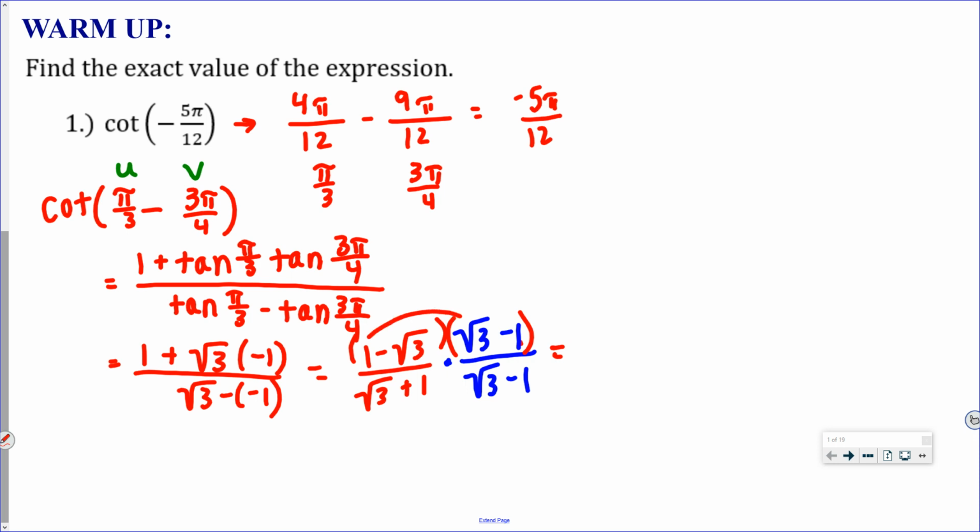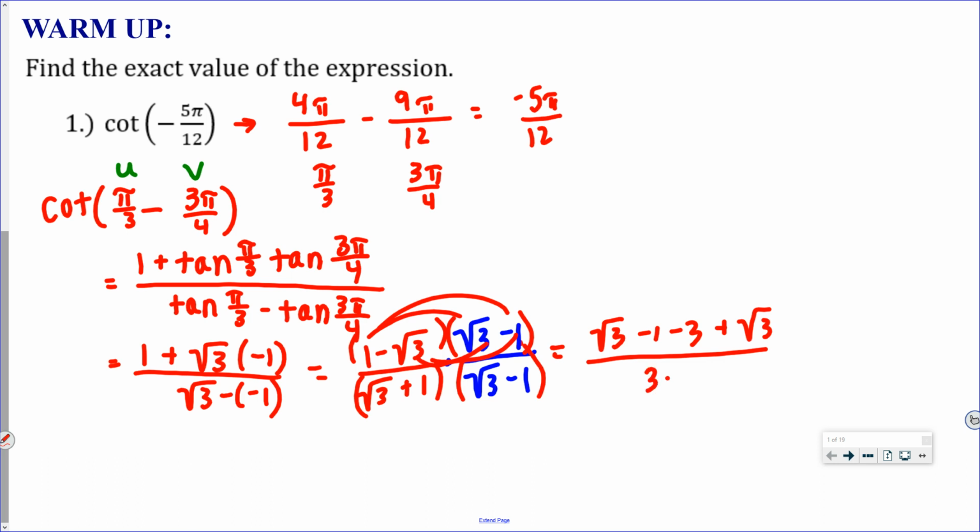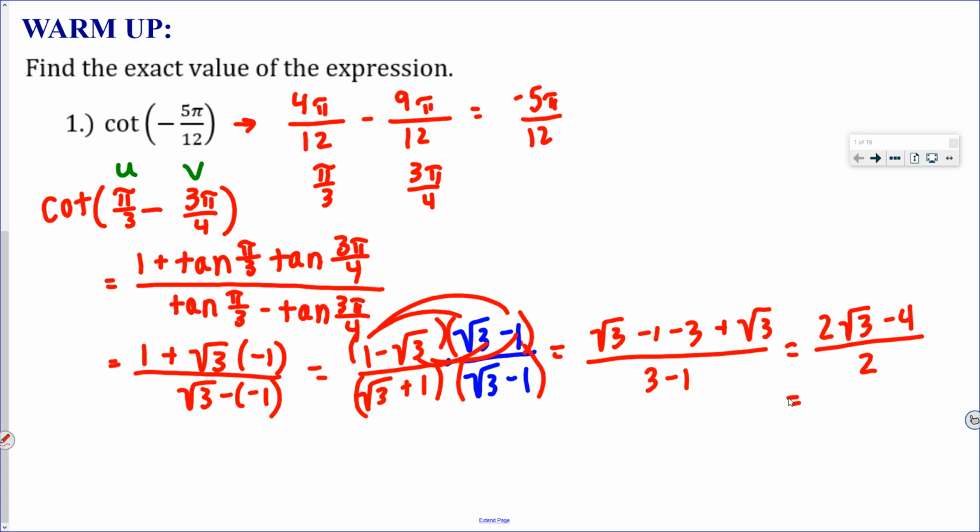All right, sorry. Root 3 minus 1 minus 3 plus root 3, all over conjugates, just multiply first and last. So 3 minus 1. Okay, so I have 2 root 3s minus 4 all over 2. Oh, yeah, I always forget about that.